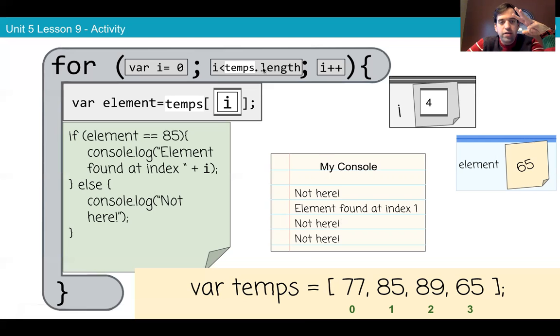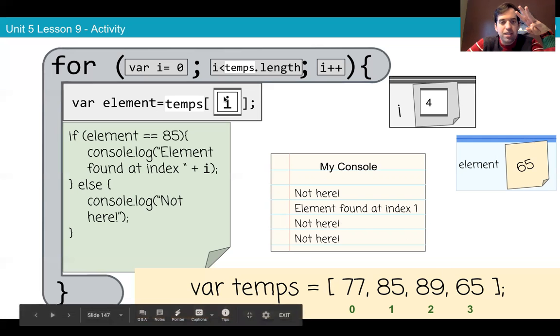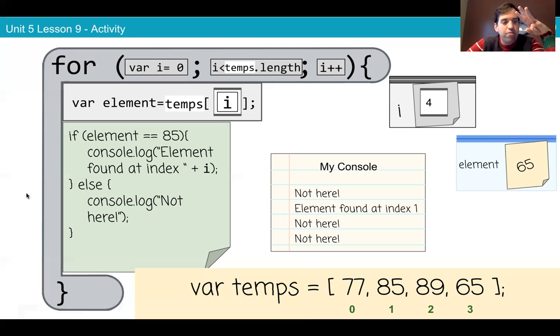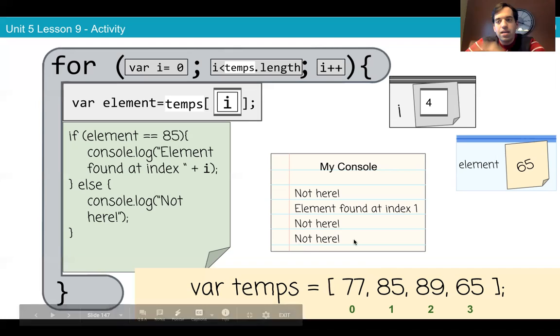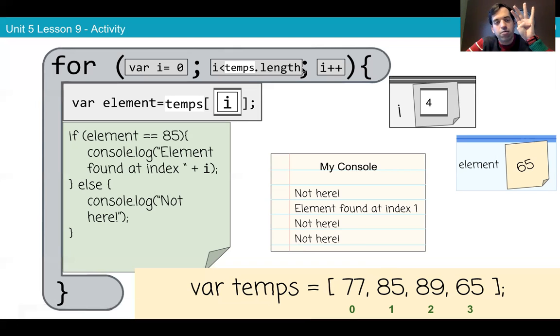i is increased to 3. 3 is still less than 4, so we run this again. Variable element equals temps[3]. This time that's a 65, so now element is 65. If element is 85, and it's not, so else is "not here." So there's our fourth line in the console, "not here." And then i is increased to 4. 4 is not less than 4, so we're booted out of the for loop. All right, so that is how that one works. Hopefully that makes sense. And you can see that this has now become somewhat of a useful for loop because it showed us that we could search through a list for a certain number and print out where it was.